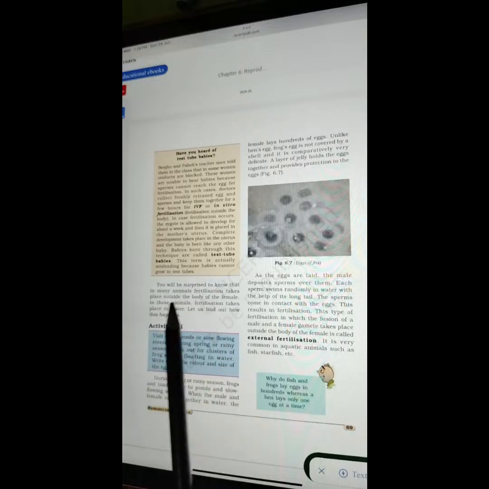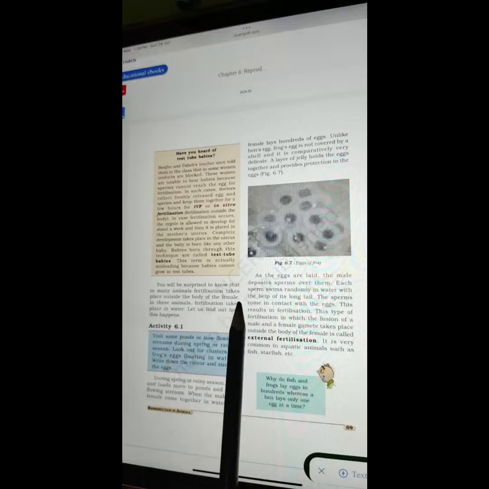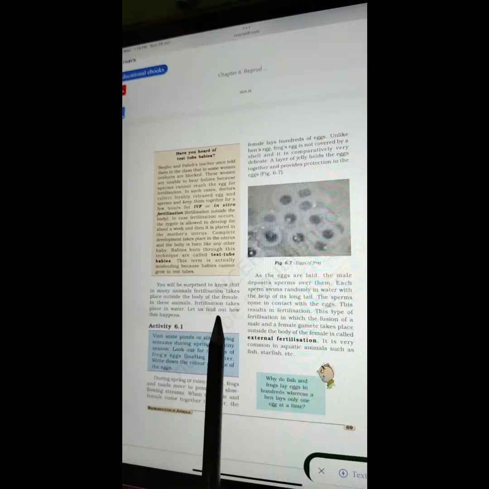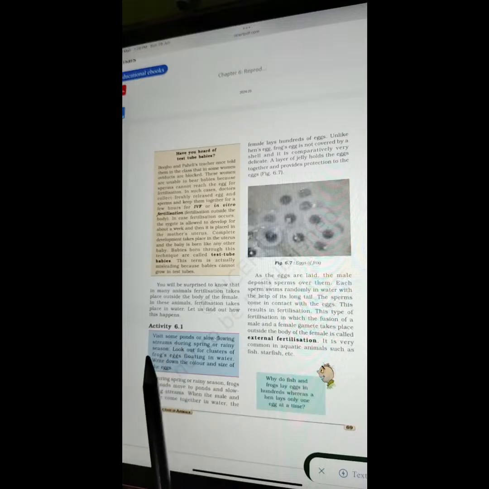You will be surprised to know that in many animals, fertilization takes place outside the body of the female. In these animals, fertilization takes place in the water. Let us find out how this happens. Activity 6.1. Visit some ponds or slow flowing streams during spring or rainy season. Look out for clusters of frogs' eggs floating in water. Write down the color and the size of the eggs.